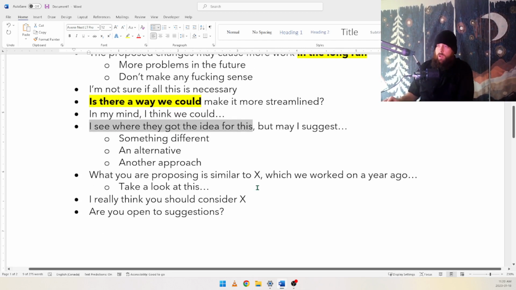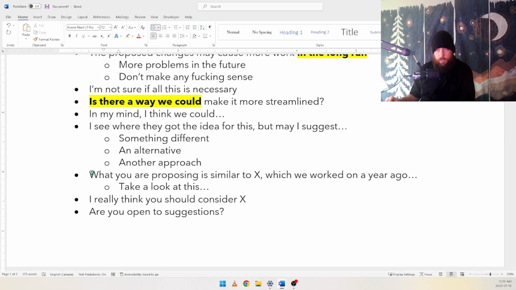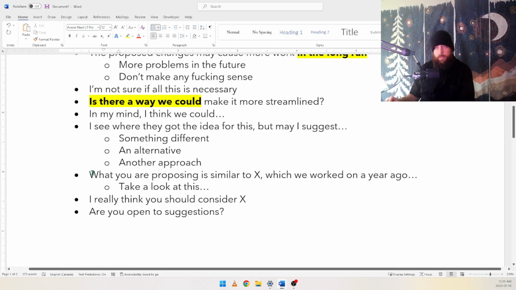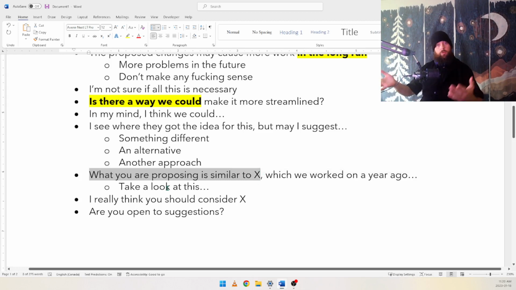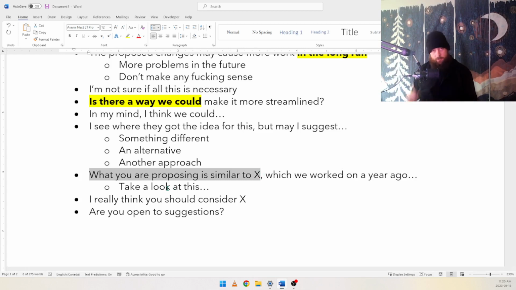The student made a good point that quite often clients will make suggestions that other clients have done on different projects in the past. And if that is the case, this is wonderful. What you are proposing is similar to X, which we worked on a year ago. Can I show you it? Because maybe you're building similar websites. This is all tech related, but it could be used for anything, obviously.